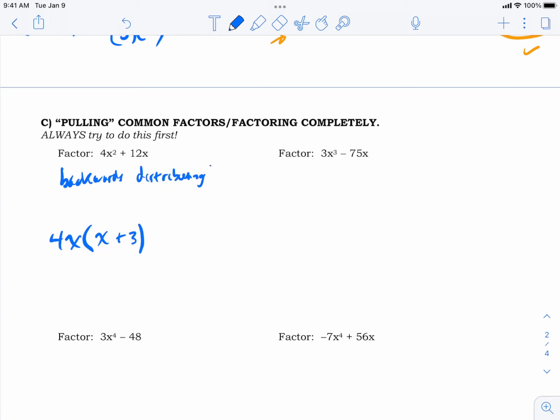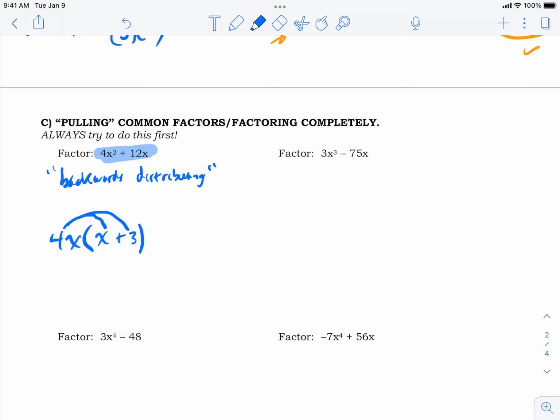distributing, so to speak. Because if you take this and distribute, you will get 4x squared. And if you take 4x times 3, you'll get 12x. And that's what we had, right? So if we took what we wrote as our answer here, if we distribute the 4x into the x plus 3 like that, we get back our answer.